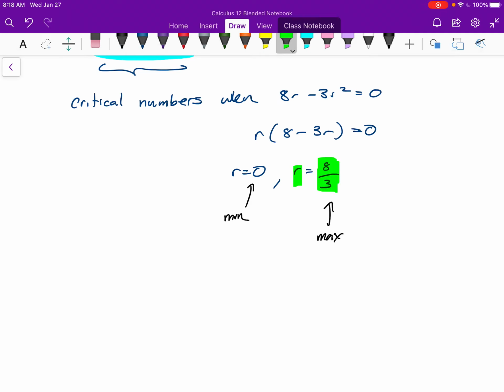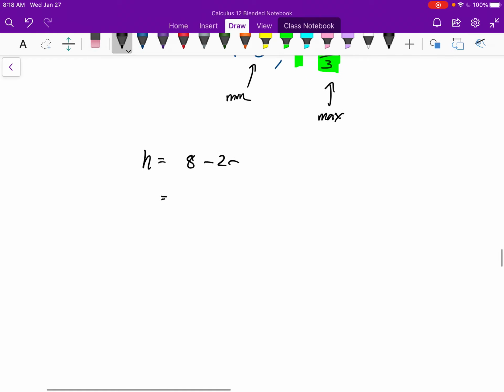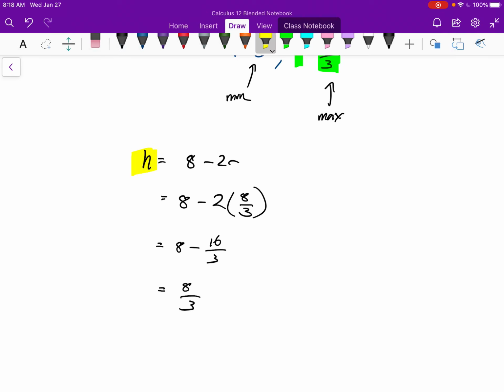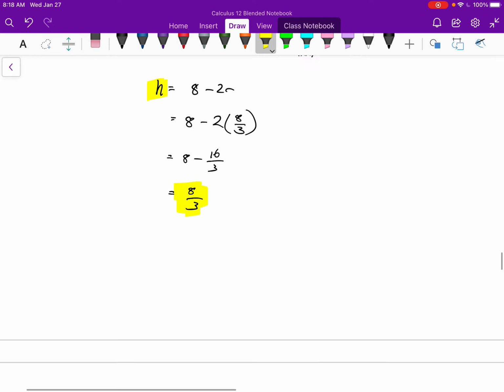So now let's find the total volume, or I'll find the height as well. So I already know that the height of the cylinder is equivalent to 8 minus 2r. So I might as well find this. Which, if you clean it up a bit, you get 8/3. There's your height. So the best radius is 8/3. The best height is also 8/3, same number. And so now let's find that maximum volume.